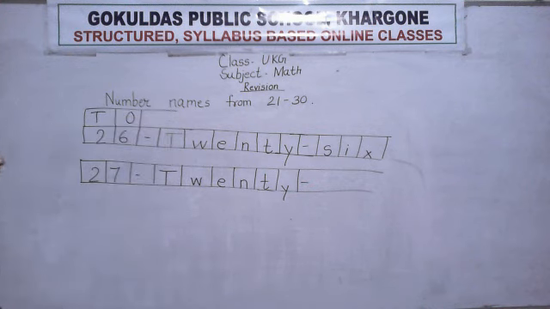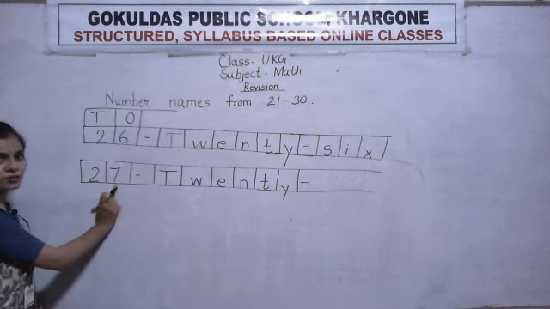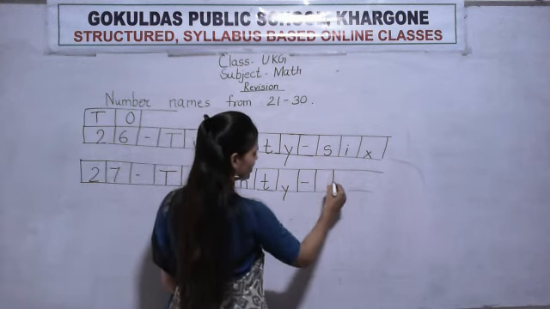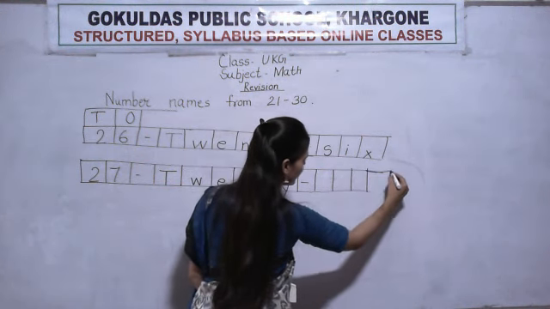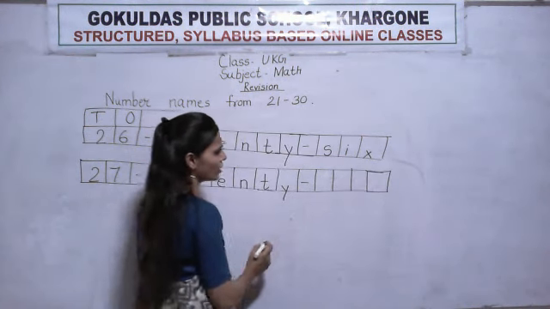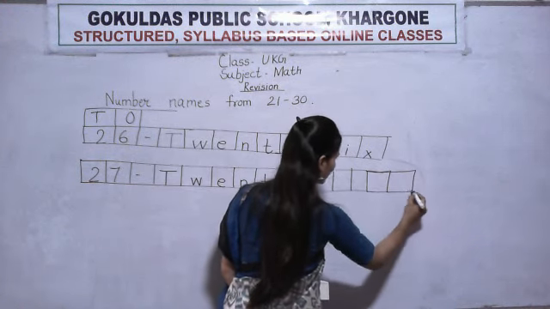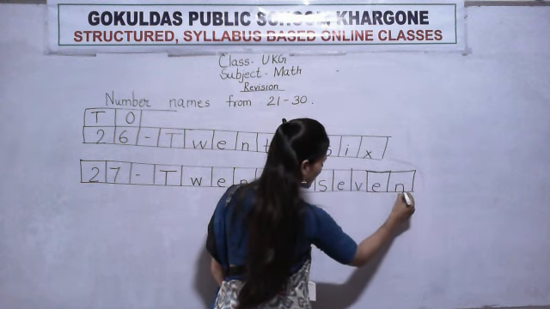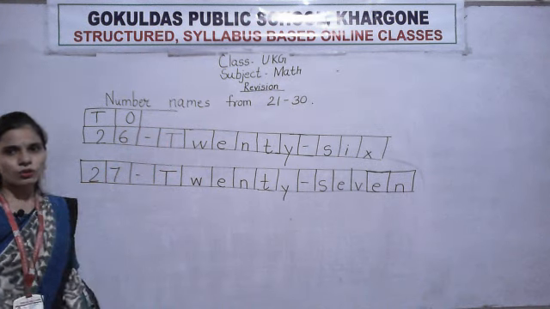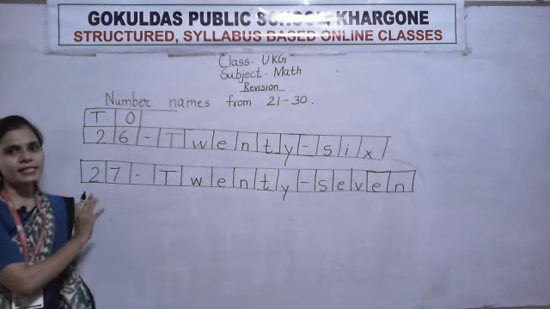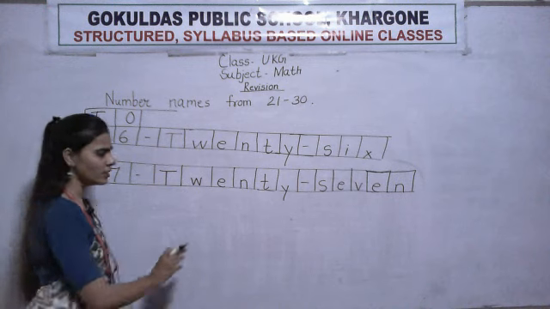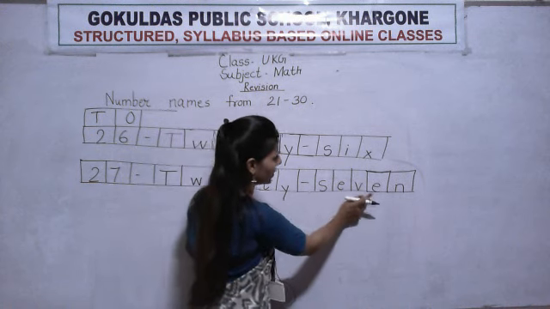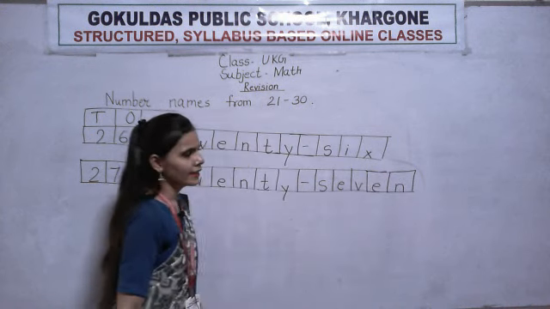And now we add, next spelling is, which number of these? Number 7. So we add the spelling of 7. What is the spelling of 7? Yes. S E V E N. 7. Okay. So now the spelling of 27. What is the spelling of 27? TWENTYSEVEN. 27.